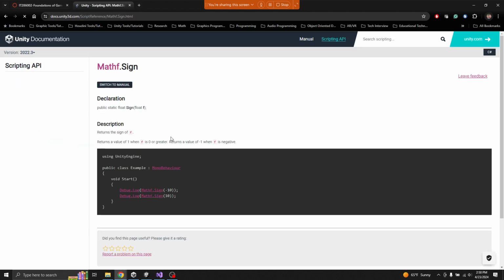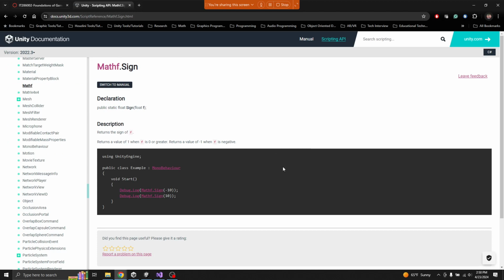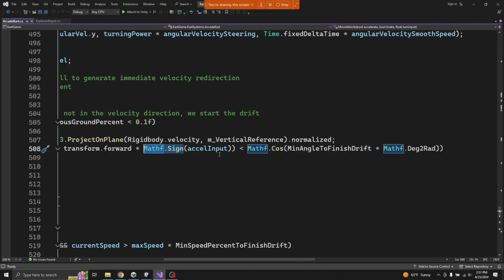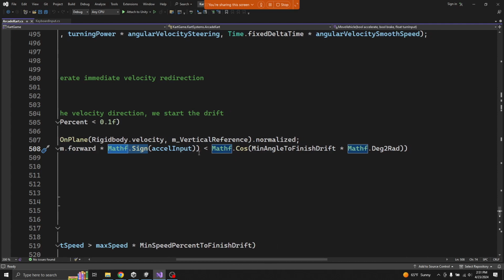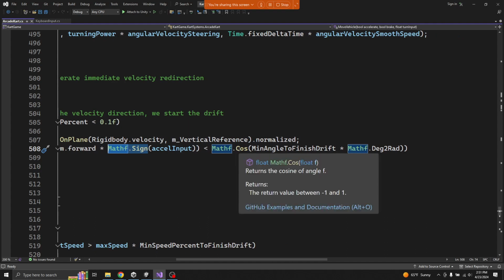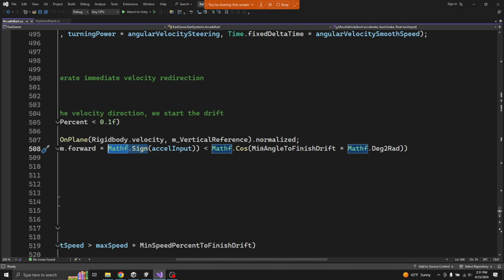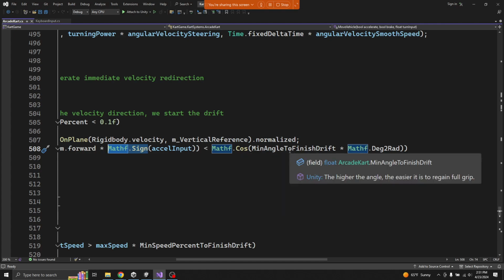Returns a value of 1 if f is 0 or greater, or -1. Okay. Yeah, so just returning +1 or -1. So if we're going in reverse, this will be -1. If we're going forward, it'll be +1. So if this is less than, now take the cosine. So this is a trig function. Take the cosine of angle f. And take the min angle to finish our drift.